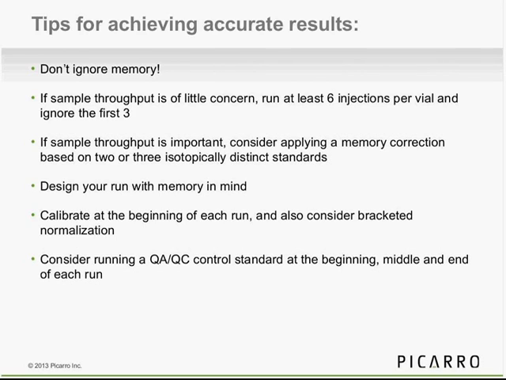We do have very stable instruments, but of course I do recommend calibrating with known isotopic standards at the beginning of each run. You can also consider a bracketed normalization where you run standards at the end. And if you don't do a bracketed normalization, I would certainly suggest running a drift sample at the beginning and the end of your run, so that you can monitor if the instrument is drifting through time with that run.